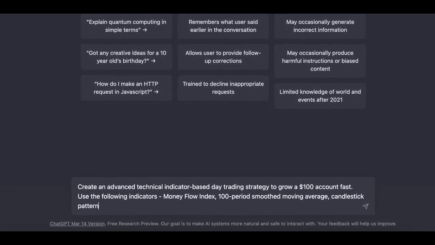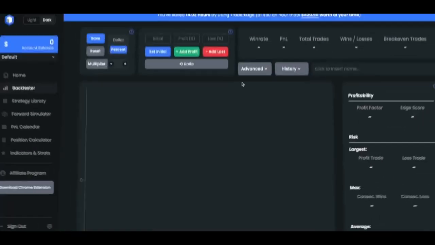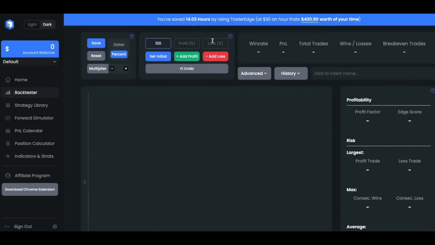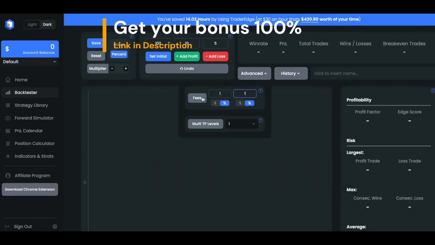The indicators I'm going to be using for this strategy are the money flow index, a 100-period SMA, and a candlestick pattern. I will also test the strategy 100 times and show the results at the end of the video. For my backtesting, I will use the Trader Reg app.